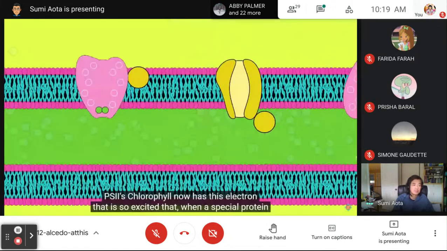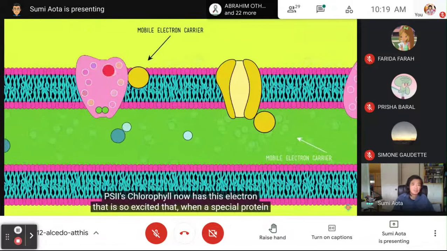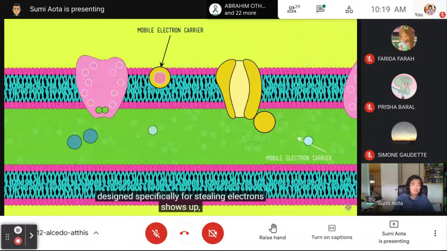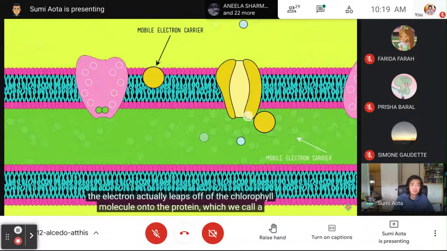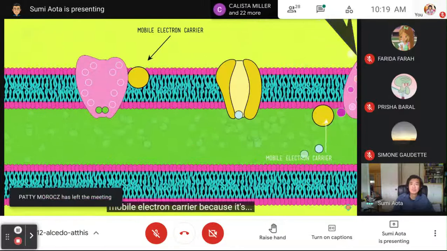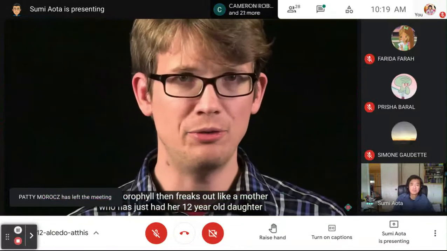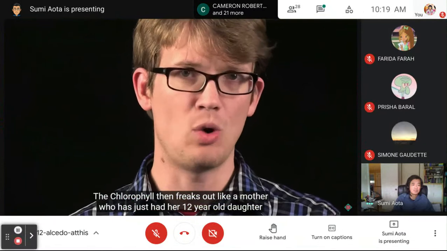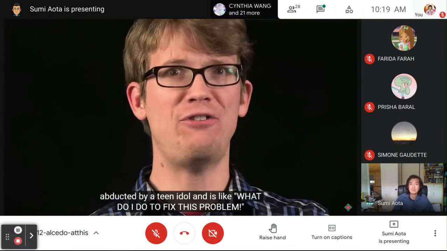So PS2's chlorophyll now has this electron that is so excited that when a special protein designed specifically for stealing electrons shows up, the electron actually leaps off of the chlorophyll molecule onto the protein, which we call a mobile electron carrier because it's a mobile electron carrier. The chlorophyll then freaks out like a mother who has just had her 12-year-old daughter abducted by a teen idol and is like, what do I do to fix this problem?